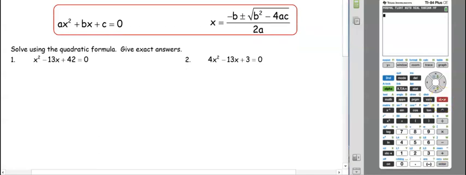So we go in order from x squared to our constant is equal to 0, and then we can substitute into our quadratic formula, which is negative b plus or minus the square root of b squared minus 4ac over 2a. So let's try some examples.